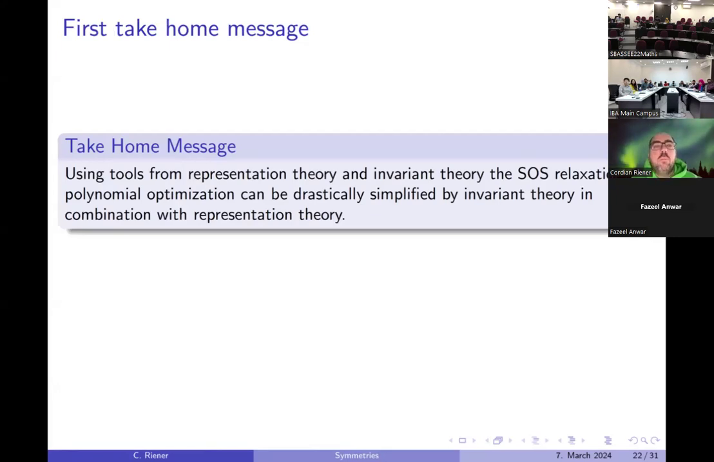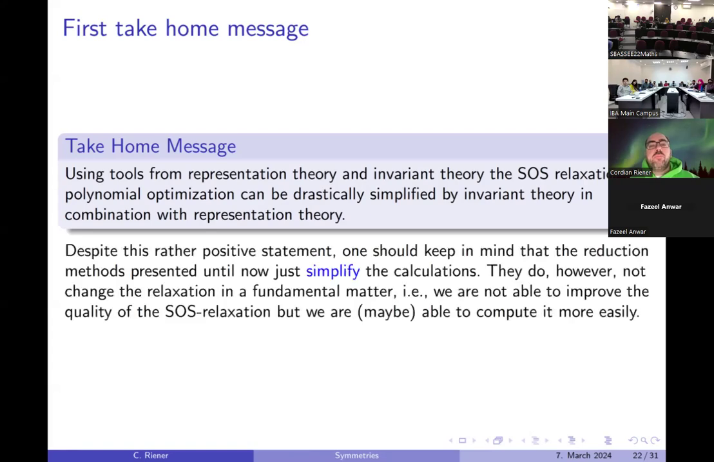So the take-home message is that whenever you have a polynomial that is invariant with respect to some finite or maybe even reductive group, you can use a combination of representation theory and invariant theory to actually compute the sum of squares relaxation. And this can actually drastically simplify my original problem.